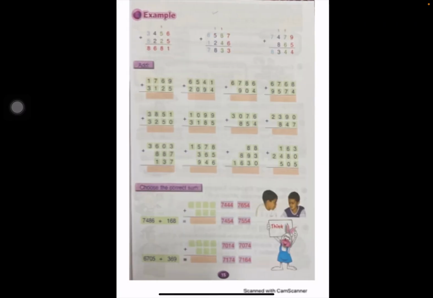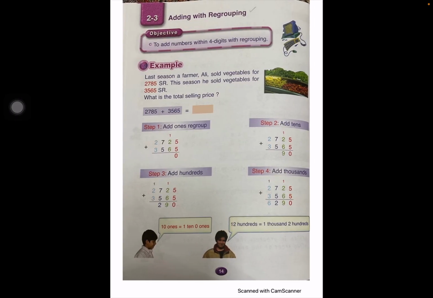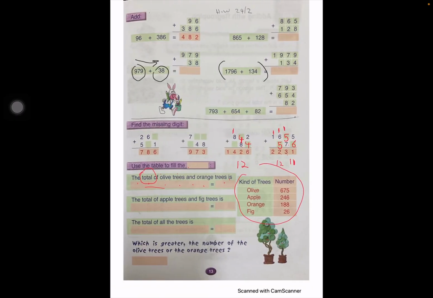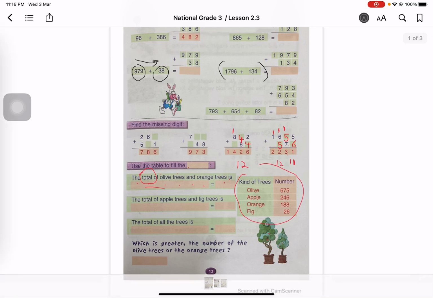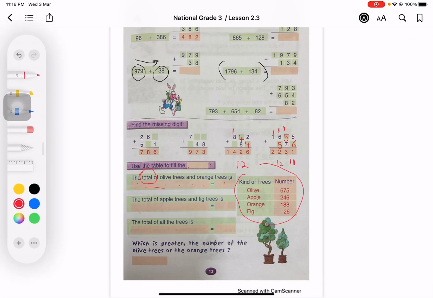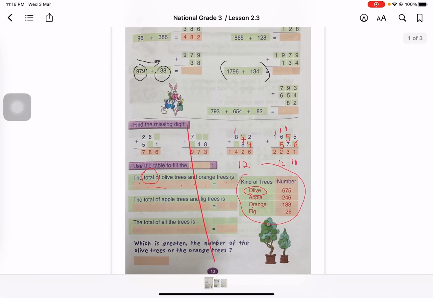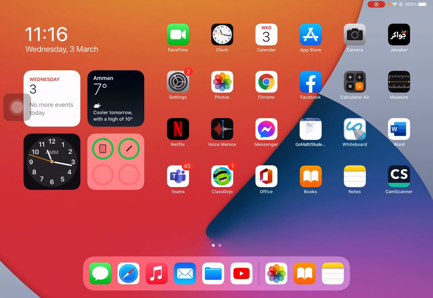We are going to add if they are asking about the total. Total means they need the number altogether. Okay, we are going to add. Now we are going to add olive trees, 675, with orange trees, 188. And I will write the question horizontal. They gave us space to write the question horizontal.